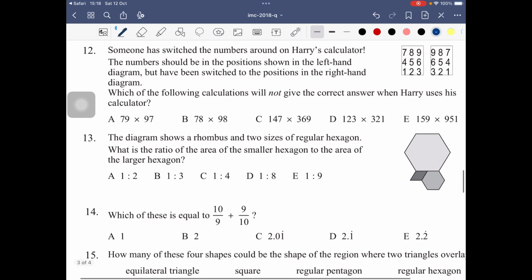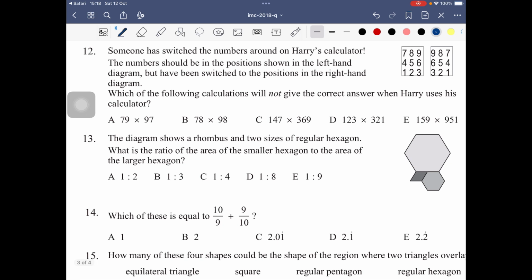Number 12. Someone has switched the numbers around on Harry's calculator. So now it was from left to right, but now it changes from right to left, and will not give the correct answer. Harry used this calculator, so it should be the same calculation before and after. For example, 79: we click here and here, but because it changed, it will recognize it as 97. So 97 and 79 is the same.